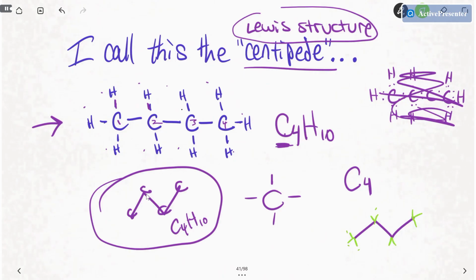So 1, 2, 3, 4, 5, 6, 7, 8, 9, 10. So that's 10 hydrogens. But you don't have to go through that all the time, because some of these get really long. Right, so you don't want to have to sit there and count manually.